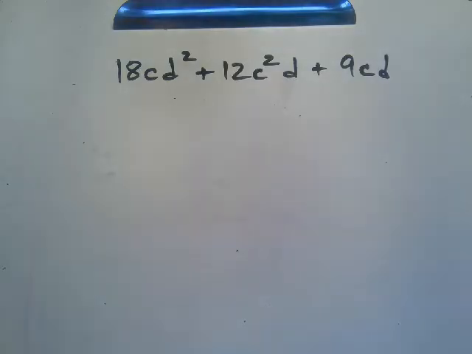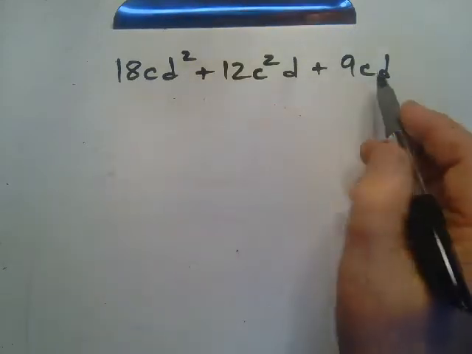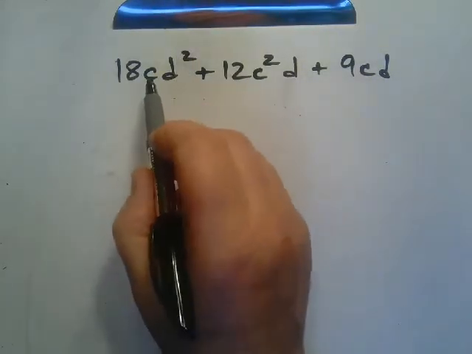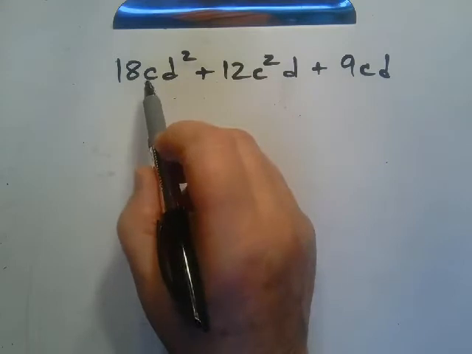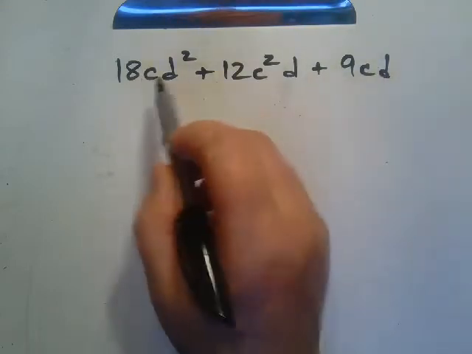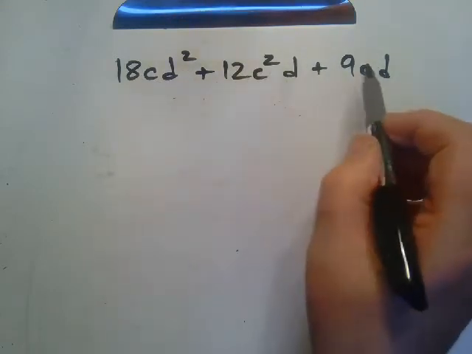All right, here's a problem that's got 3 items in it. And I'm looking for each of the terms, I'm looking for what numbers and variables could I take out of each of these?